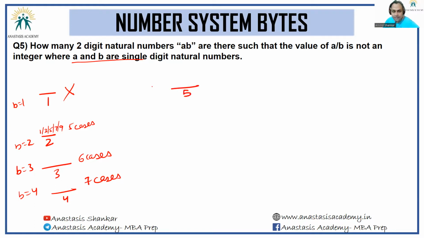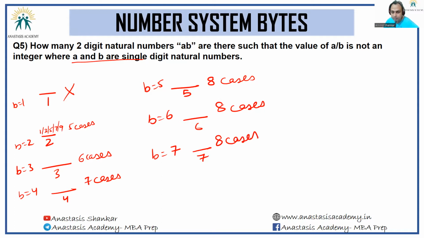When B is equal to 5, something divided by 5 is happening. I will get happily how many cases? 8 cases. Apart from 5, everything else works in the numerator. When B is equal to 6, something by 6, again 8 cases. When B is equal to 7, something divided by 7, again 8 cases. When B is equal to 8, something divided by 8, 8 cases. And when B is equal to 9, something divided by 9, again 8 cases.